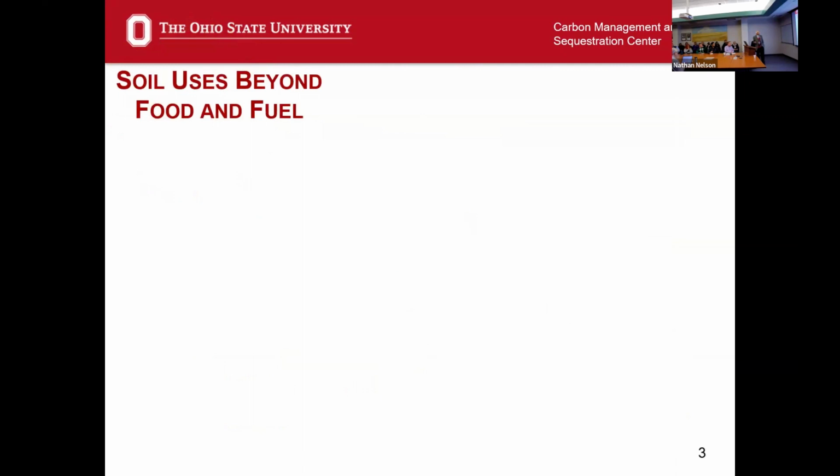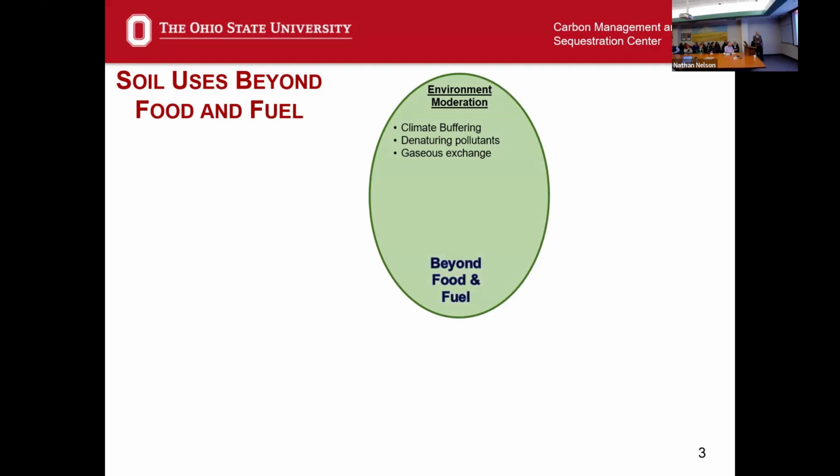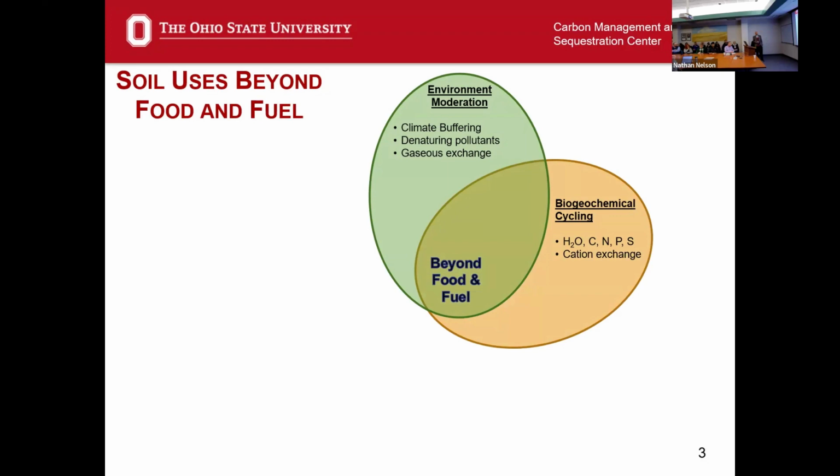And of course, there are many other uses of soil beyond food production, beyond food and fuel, and we shouldn't forget those. I mentioned several times yesterday, and during the discussion with different groups: environment moderation, climate buffering, denaturing pollutants. Many of the students are working on cover crops and water quality, gaseous exchange, and biogeochemical cycles. Cycling of water, carbon, nitrogen, phosphorus, sulfur, they go together. We study them differently, that's the way we are, but they all go together.